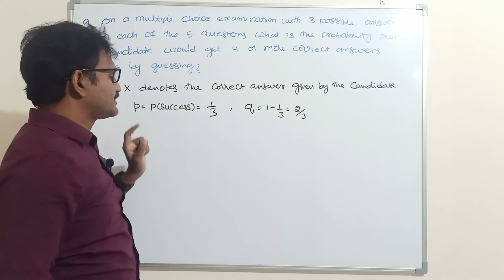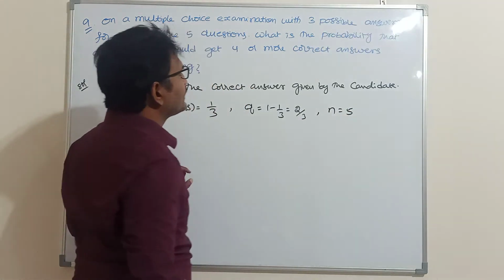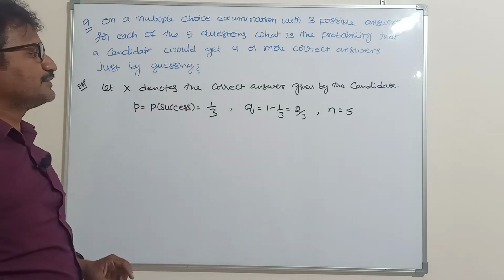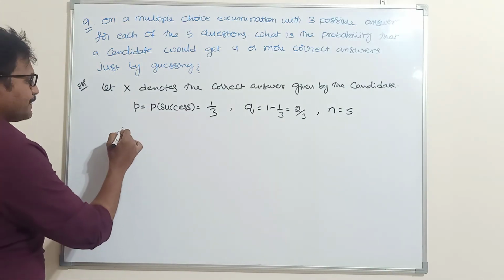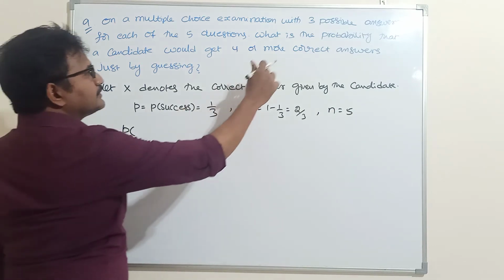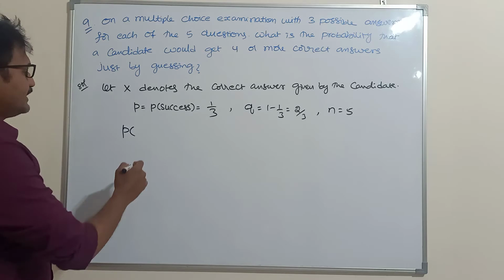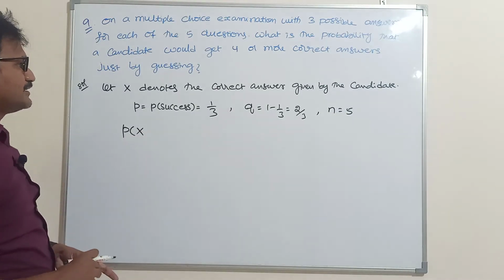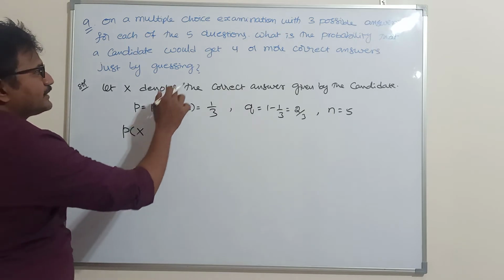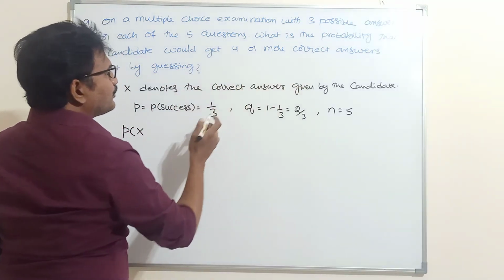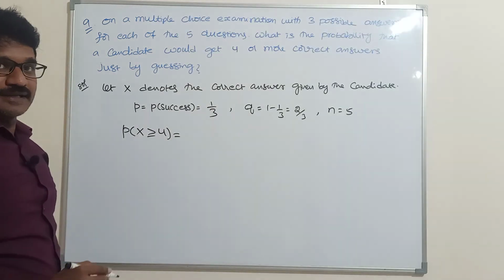So this is success. Next, N. Out of how many questions are we taking? Out of 5 questions, so N is equal to 5. What do we need to find? The probability that a candidate would get, where X denotes the correct answers given by the candidate, 4 or more. That means X greater than or equal to 4.